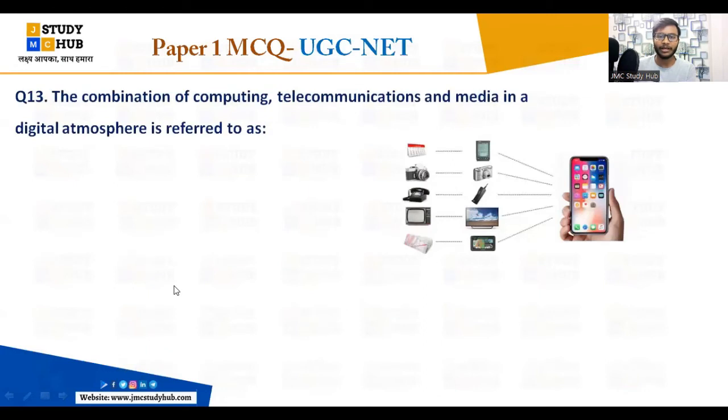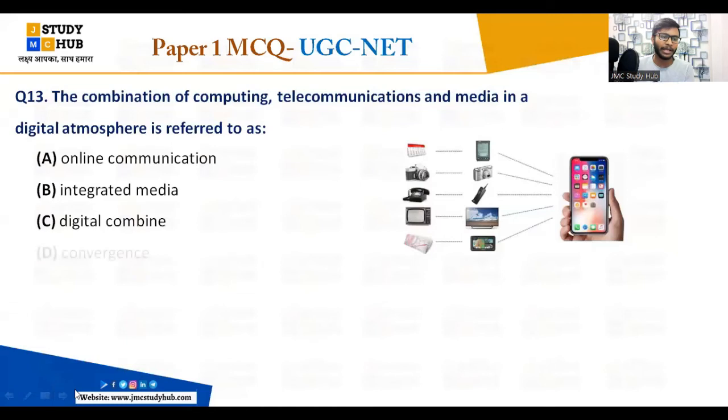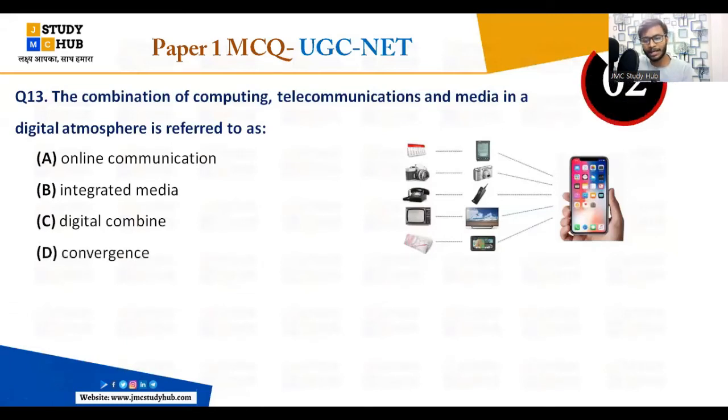So here the picture may suggest to you: a combination of computing, telecommunications and media in a digital atmosphere is referred to as. On looking at the picture you can answer it also, but by the way we are also providing you the options: online communications, integrated media, digital combine and convergence. So what will be the right answer here? Yes, everybody has answered.